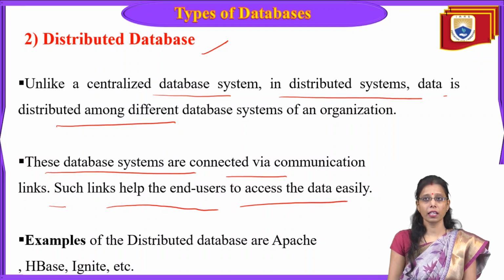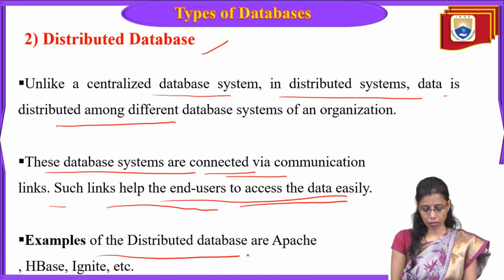Distributed means the data is distributed across different database systems of organizations. The organizations will be different, and it will be managed by different organizations. So all the information will not be there in a centralized database. Through communication links, the data is connected to the main server. Such links help the end users to access the data easily. Examples of distributed databases are Apache HBase, Ignite, etc.